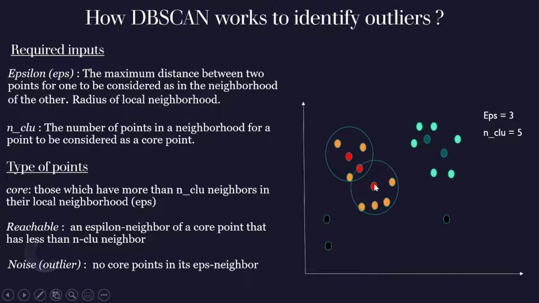And then we count the number of points in this circle. We say 1, 2, 3, 4, 5. Because we set our n clue equal to 5, that point is also a core point.